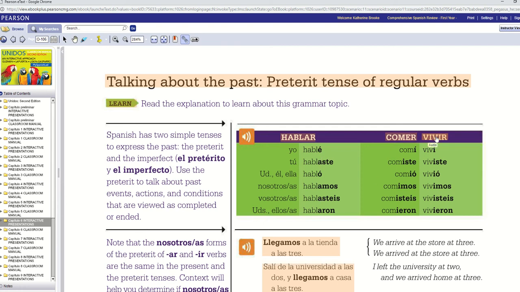With comer and vivir, an ER and an IR verb, the endings are the same. Í, iste, ió, imos, istes, yeron. So to communicate that you ate a certain thing, this is the ending and this is what you would say. Yo comí pizza anoche. So I'm communicating things in the past. That's what el pretérito, or the preterite, allows us to do. The other tense that we will not get to in this chapter is el imperfecto. And that's another past tense that allows us to communicate different things and expressions in the past.